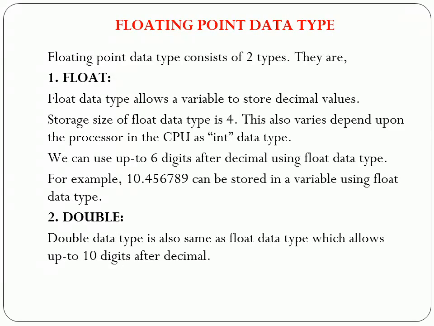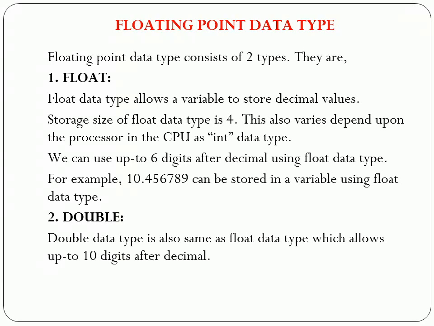The next data type is the floating point data type. The floating point data type consists of two types. They are float and double. So the float data type allows a variable to store decimal values. The storage size for the float data type is 4 bytes. This also varies depending upon the processor in the CPU, as we have seen in the integer data type.